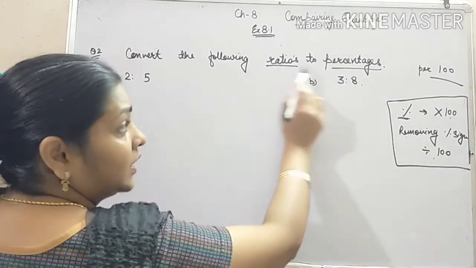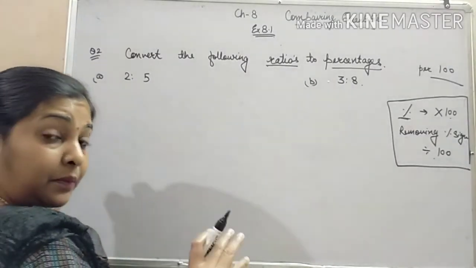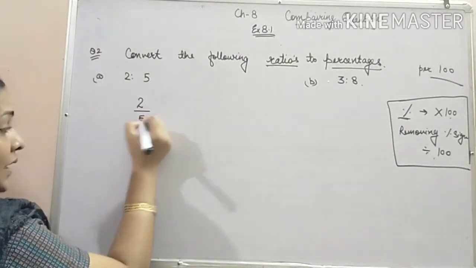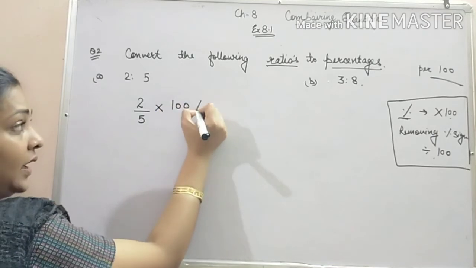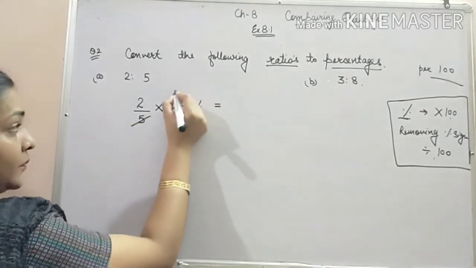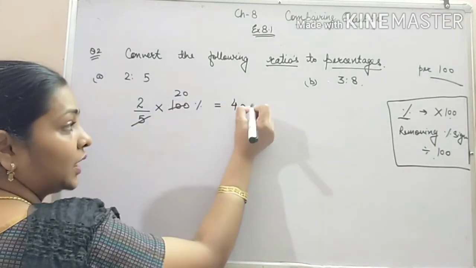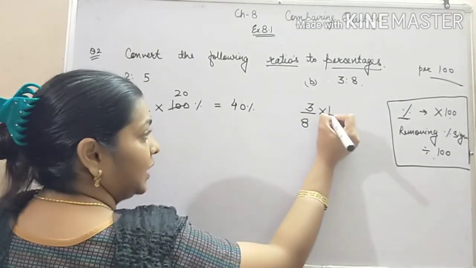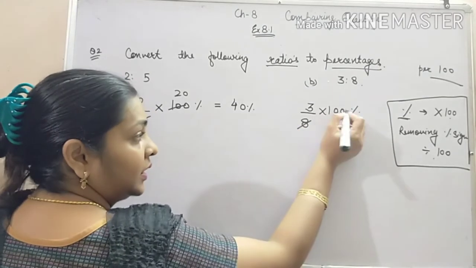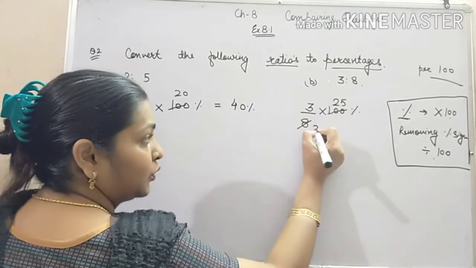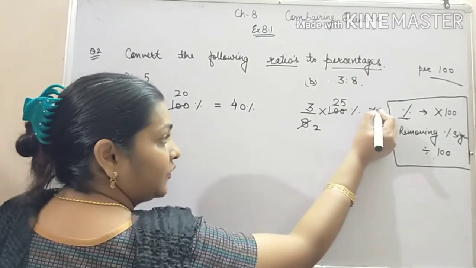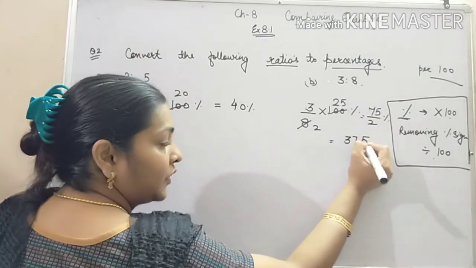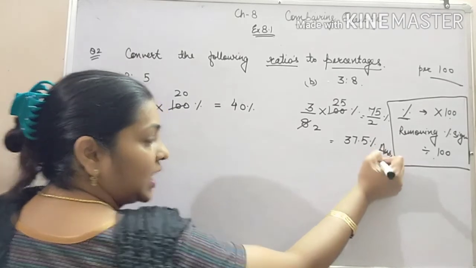Here we are supposed to convert ratio into percentage. That means we have to put a percent sign. That means you will multiply the ratio by 100 and put a percent sign. It will be equal to 40%. Similarly over here, you need to put a percent sign, multiply by 100%. Divide it, 4 is 25, 2 will be left, it will be 75 by 2%, which is again equal to 37.5%. This solves our problem.